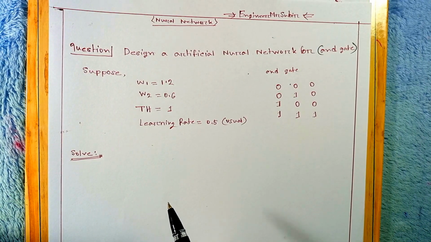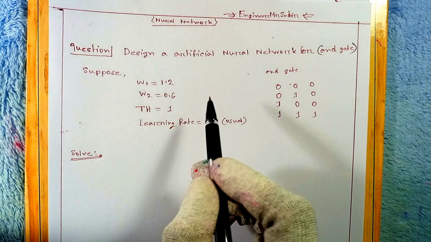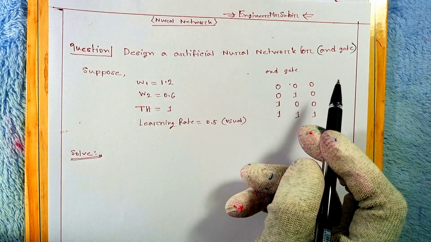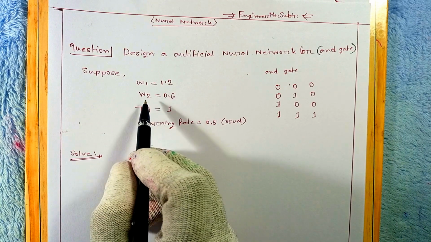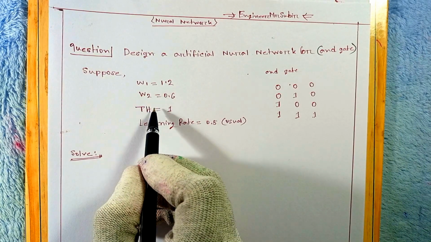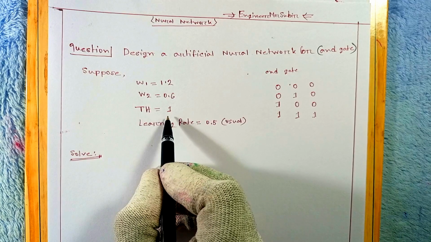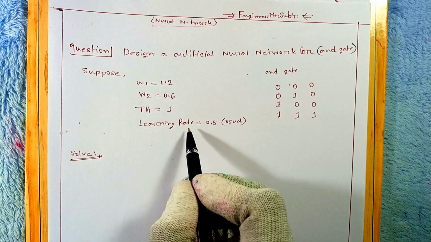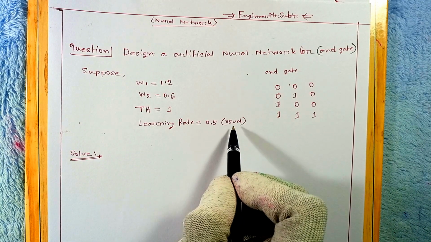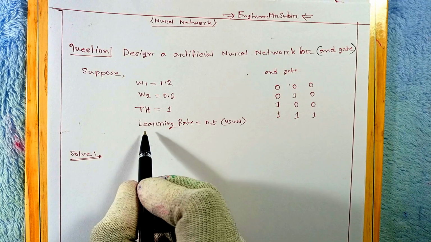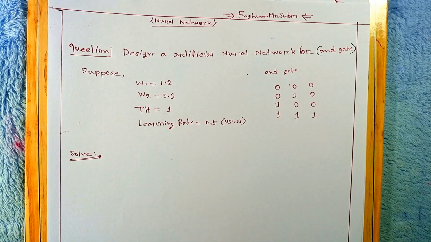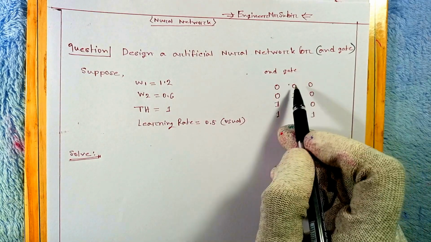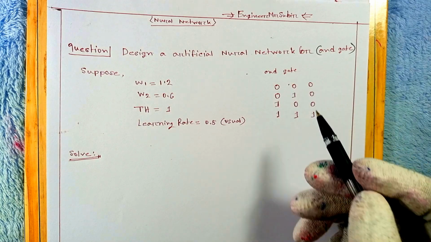Today we will solve this problem, that is, design an artificial neural network for AND gate. So here we have weight 1 and weight 2, and the threshold value is 1 and the learning rate is 0.5. Actually, if the learning rate is not there in a question, then you can consider 0.5 as a default value. And we know how to write the AND gate.